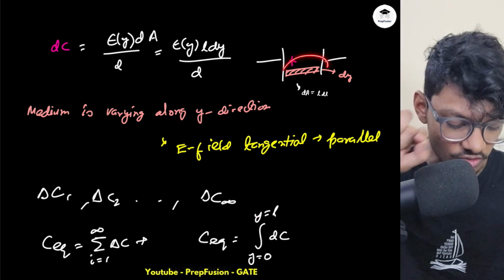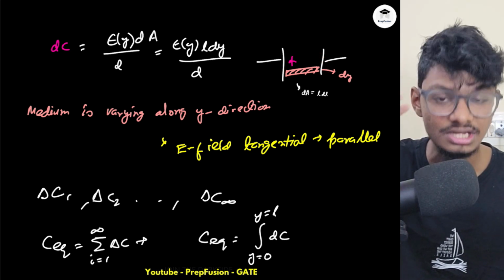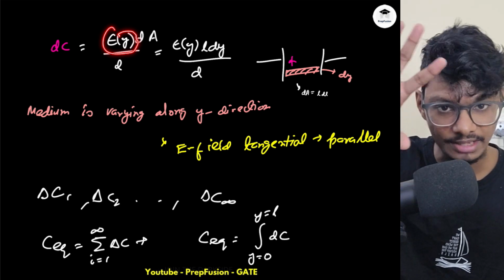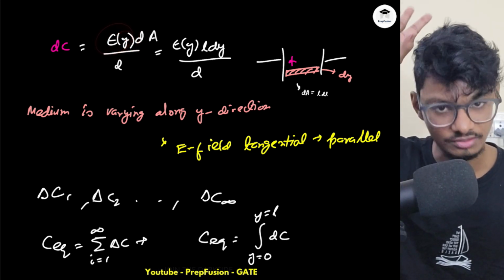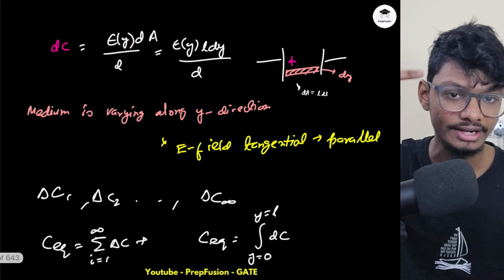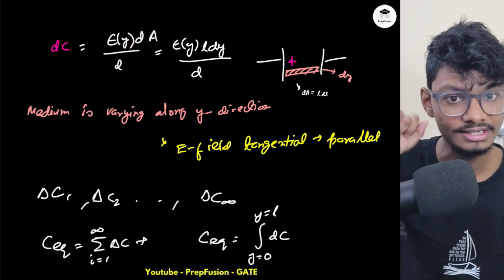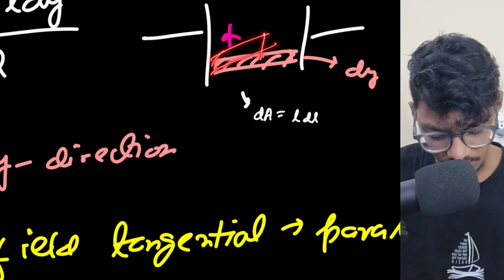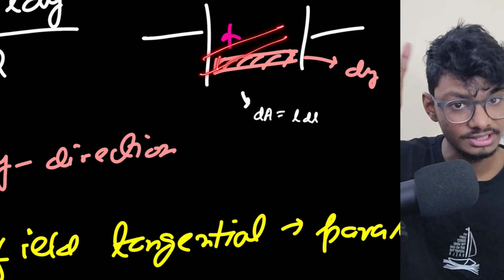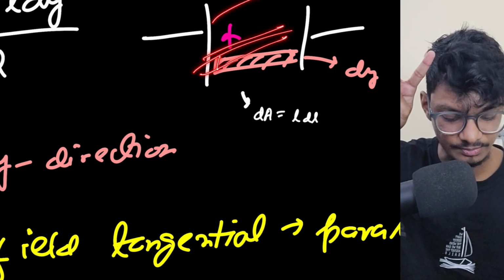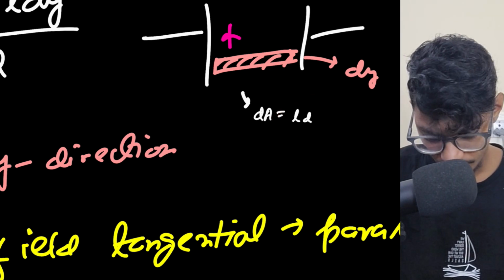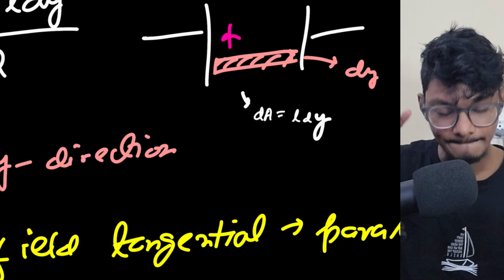So what is the capacitance of a small element? It is epsilon naught A by d. Epsilon is a function of y, so I will write it epsilon of y. D is constant. D is not varying anywhere. So here the distance is always constant. But this y, right? What is the area of this small component? The height of it is dy, and the other side is length L. That is not varying. That length L is not varying. So L times dy will be my small area.